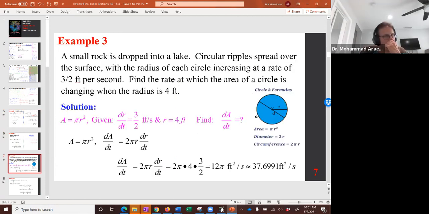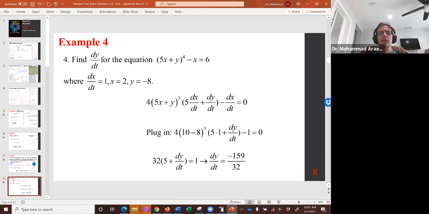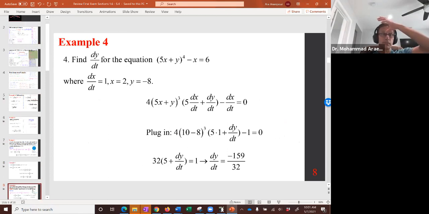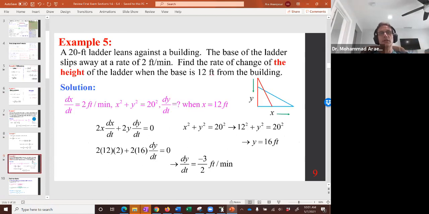Application problem, related rates. Implicit differentiation where t is the independent variable. Application problem, related rates again.